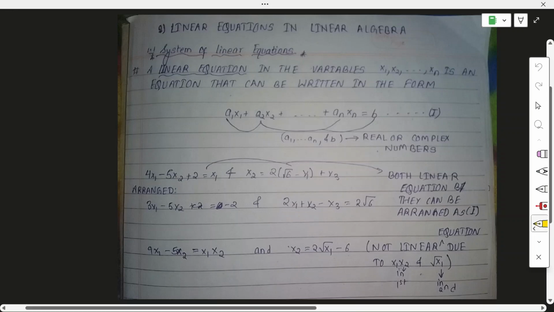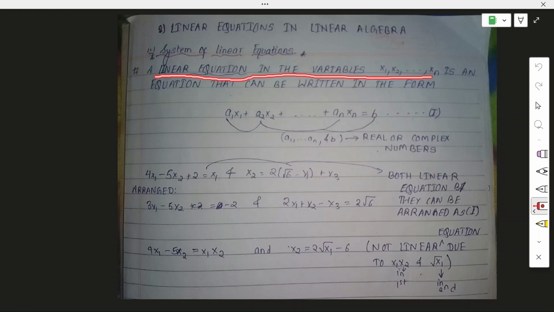What is a linear equation? A linear equation in the variables x1, x2, up to xn is an equation that can be written in the form a1 x1 plus a2 x2 up to an xn equals b, where a1, a2, up to an must be real or complex numbers. Why are we adding complex numbers? We will be dealing a lot with complex numbers. The world is not only satisfied with real numbers, so complex numbers will be discussed in detail in further videos.